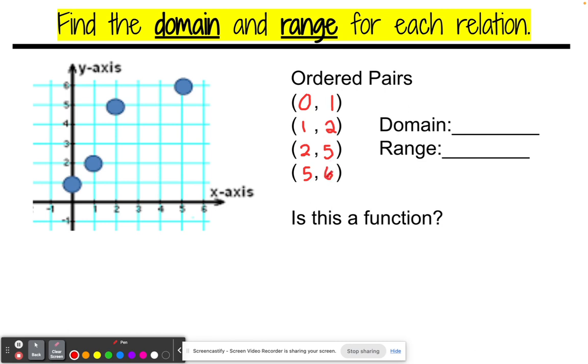Now, if I said, what is the domain for this relation? My domain are all these values of x. I have 0, 1, 2, and 5. My range, all these values of y: 1, 2, 5, and 6.